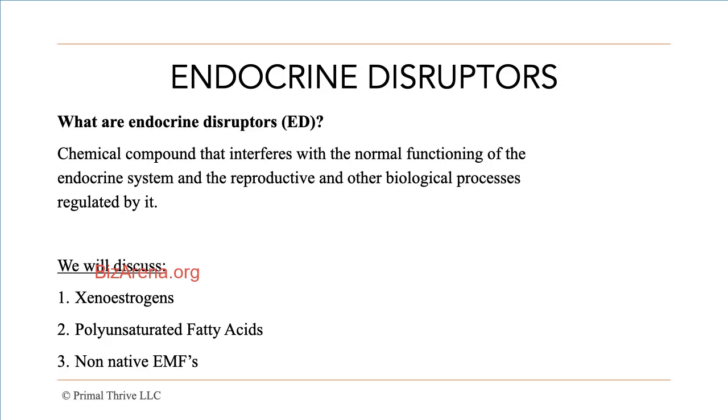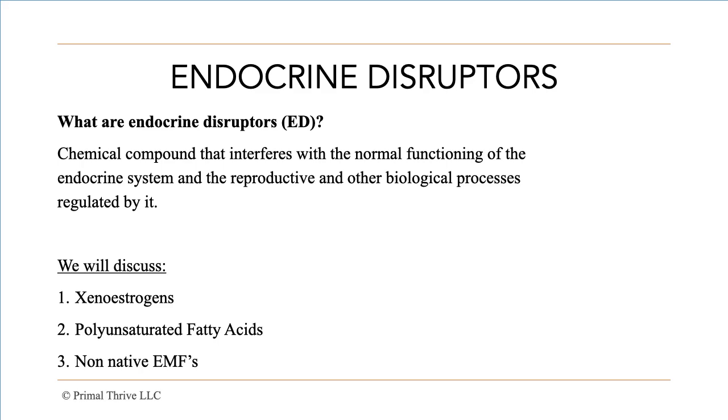So we arrived at the endocrine disruptors, and this is really one of the very important parts of this course, right? Because the exponential increase in endocrine disruptors such as xenoestrogens, pesticides, plastics, and EMFs has been really increasing in the past 10 years. And this, of course, disrupts our endocrine systems as men. So, endocrine disruptors, ED, are chemical compounds that interfere with the normal functioning of our endocrine system and reproductive organs and other biological processes regulated by it.